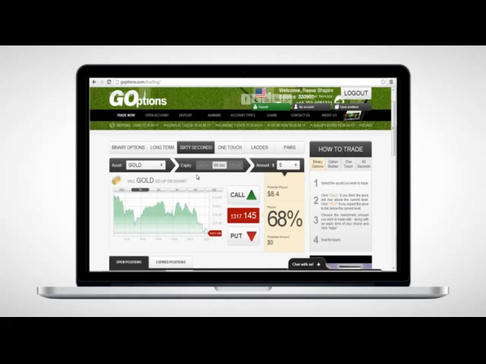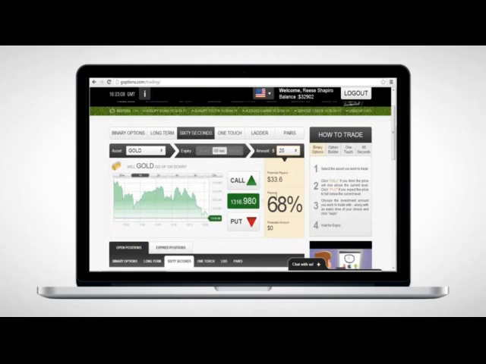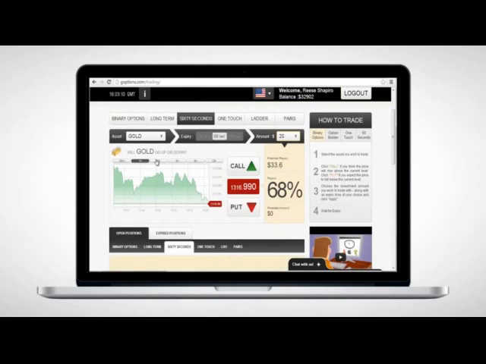Now here on Go Options, you have the choice between 30-second, 60-second, or 120-second options on gold. And you can choose your investment amount from this drop-down menu. Usually with these quick 60-second binary options, I tend to do a smaller investment amount because I can get more trades done in a very quick amount of time. So now let me scroll down so that we can see the trading screen a little bit better.